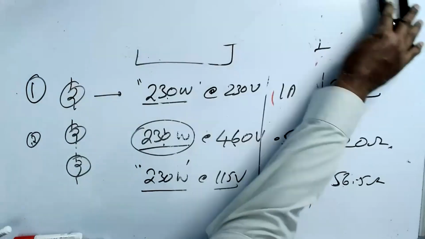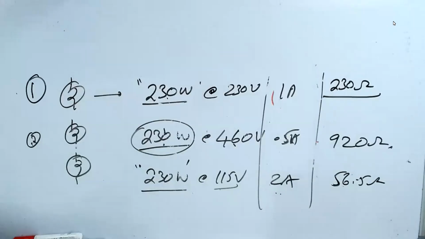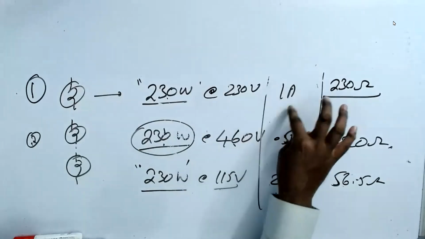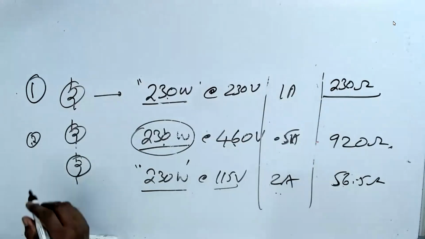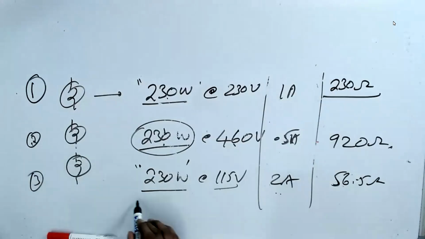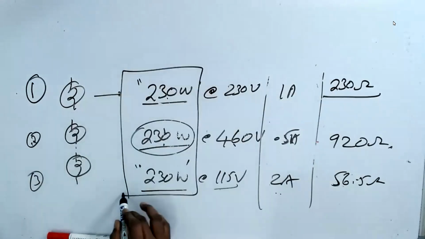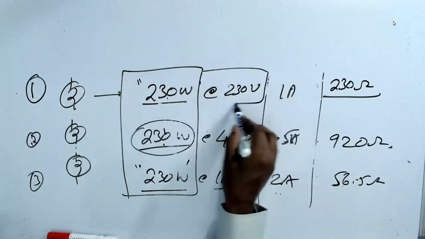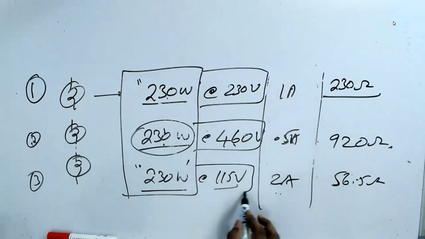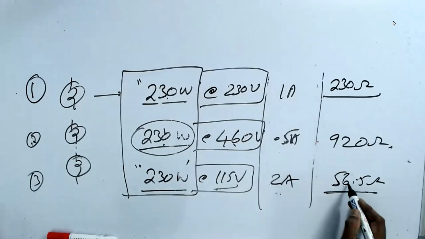Sorry. Now this is clear or not? If I confused you, sorry for the 2-3 minutes. You just block it. That's not correct. Now you know what is the thing here. So I have 3 conditions I told. So if I say only 230 watts, there's no meaning. I should say 230 watts at what voltage? Understand? That's why this guy is having 56.25 ohm.